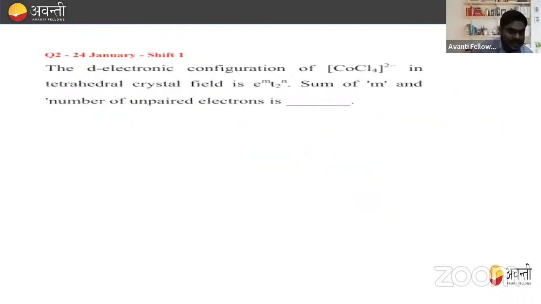Now, in this question they are asking: the d electron configuration of CoCl4 2- in tetrahedral crystal field splitting is e^m t2^n. What is the sum of m and n, the number of electrons? We already discussed that tetrahedral is just the opposite of octahedral. The e set comes downward and has lower energy than t2g. So t2g has more energy in tetrahedral, whereas in octahedral, eg has more energy than t2g.